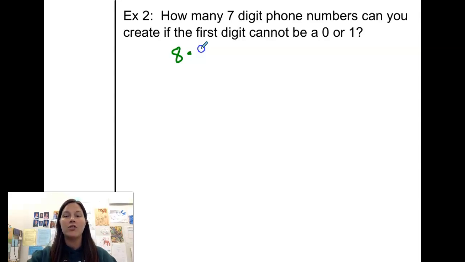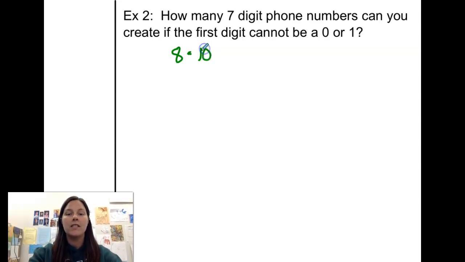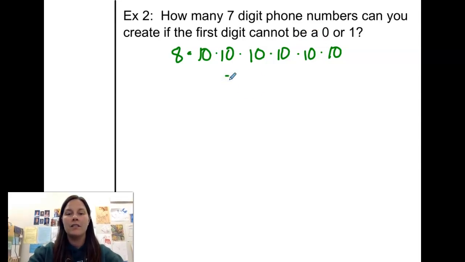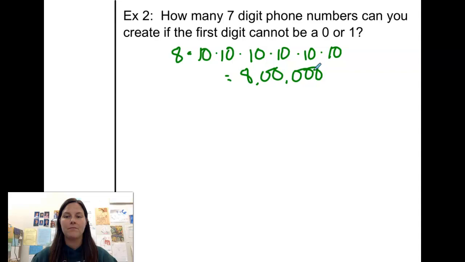Now all the rest of the digits can be any number and they can repeat. So now we have all 10 options for the second number, and the third, and the fourth, and the fifth, 6th, and 7th digits in our phone number. We have 10 options for each digit in our phone number. So this is a total of 8 million different phone numbers. Oops, I lost a 0. All right, and that's within each area code.